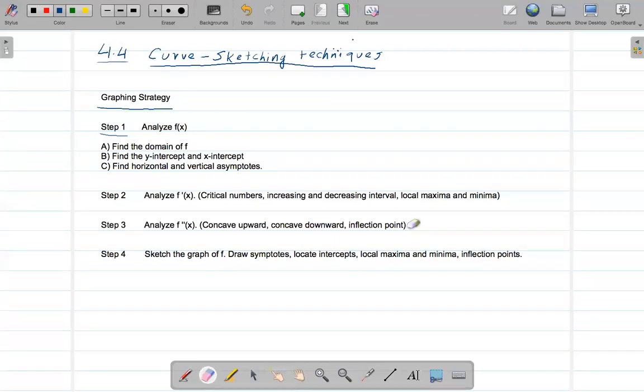Hello, everyone. This is section 4.4, and in this section we'll be talking about curve sketching techniques. Anyway, in this section, we will be following all these steps to sketch the graph of f of x.